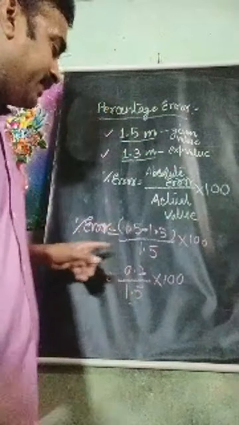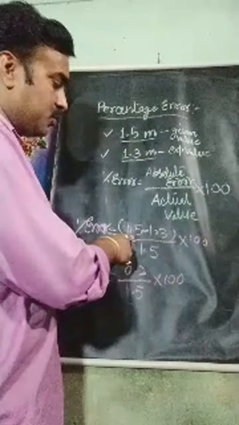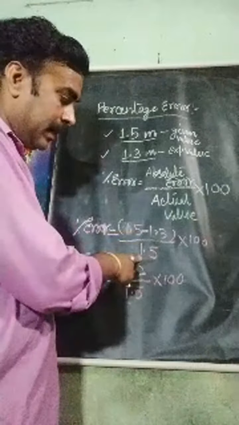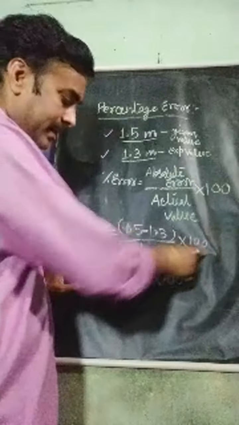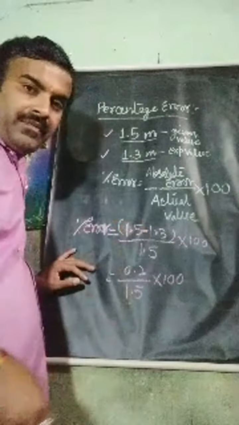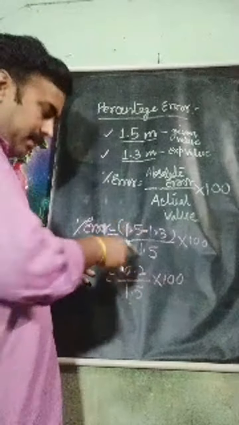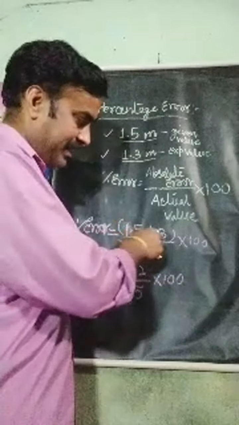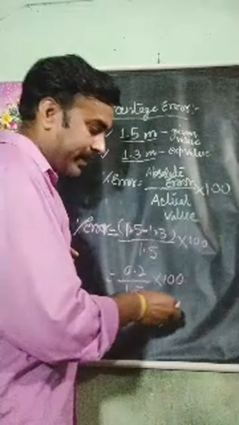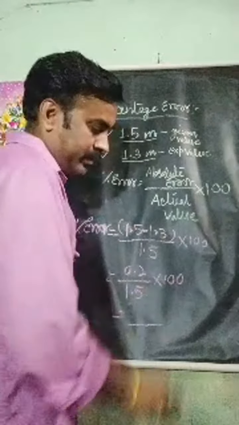See, again I'm telling this thing: percentage error equals 1.5 minus 1.3 upon 1.5, into 100. The difference between both is 0.2. So 1.5 minus 1.3, you will get 0.2, multiplied by 100 upon 1.5. Now calculate it. Whatever the result you will get, that will be the percentage.